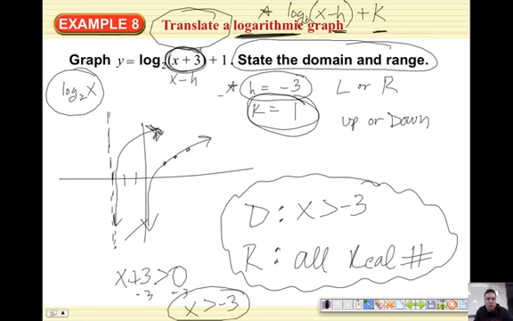What do you do for domain? You look at this right here. Whatever's after the log, you make it greater than 0. That's the key. Understand how to find domain for all these logarithm graphs. There you go. That's section 7.4. Took a while, but we're done. Look it over.